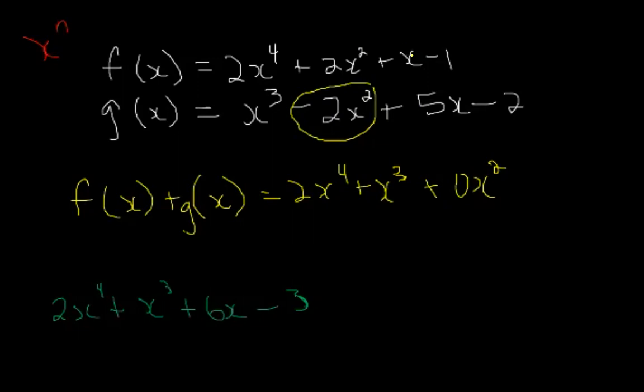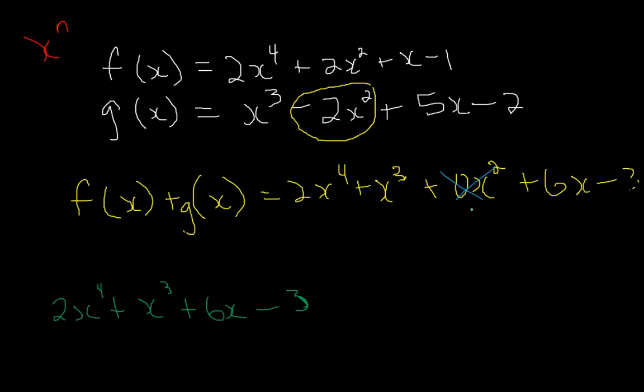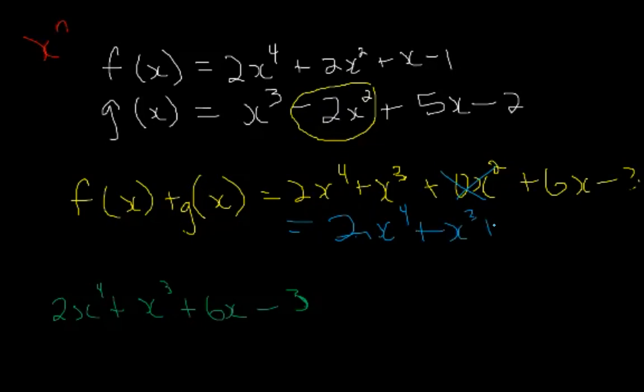X plus 5x, those two are like terms. So x plus 5x is 6x. And then minus 1 minus 2, that's minus 3. So I can rewrite this leaving out the 0x squared because it's understood, right? This becomes 2x to the power of 4 plus x cubed plus 6x minus 3. And that is why this here is correct. Everybody good with this?